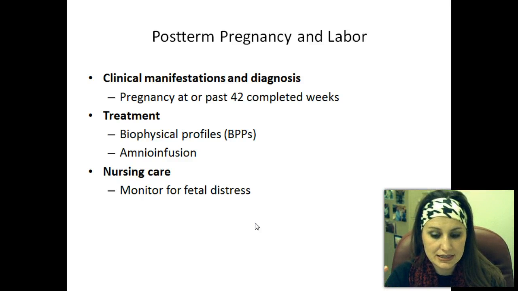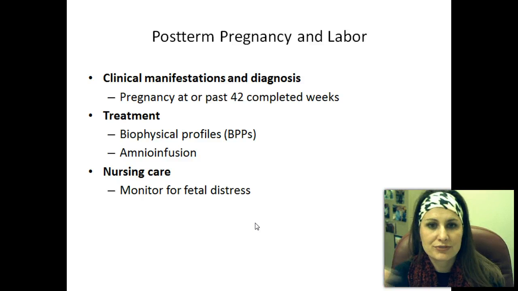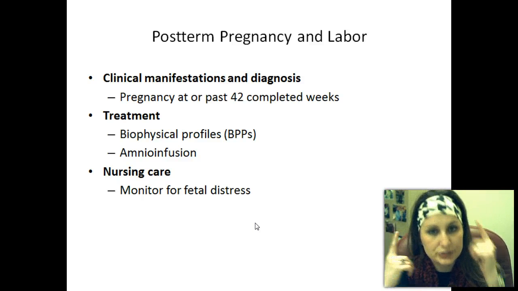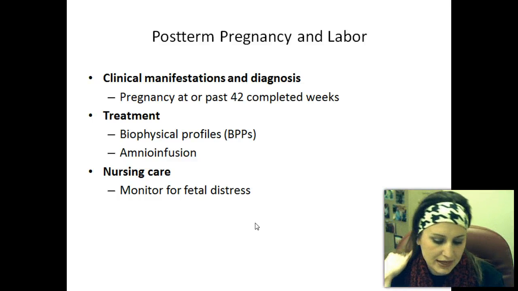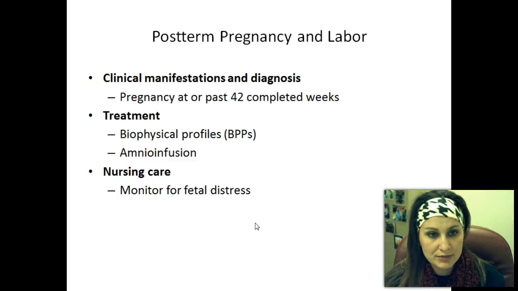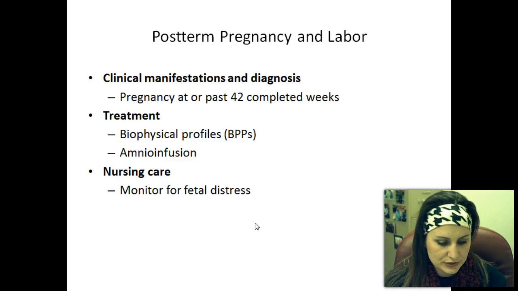Polyhydramnios is the low amniotic fluid. There's some concerns with that as well. With not enough fluid floating around, you're worried about that cord. You're worried about the cord compression again. And so you have to think about that as well. That is why we would do an amnio infusion, to give a little bit more fluid into the mother, the womb, to kind of cushion that baby. All right.